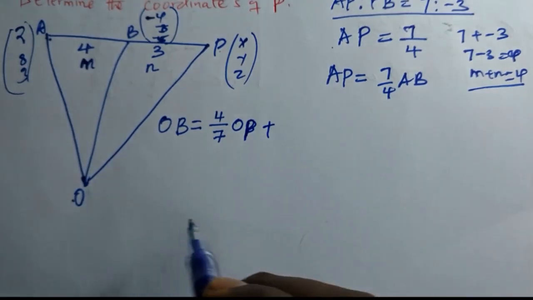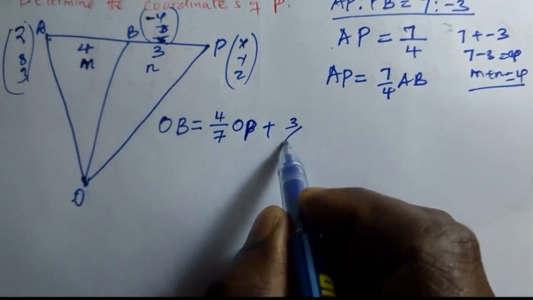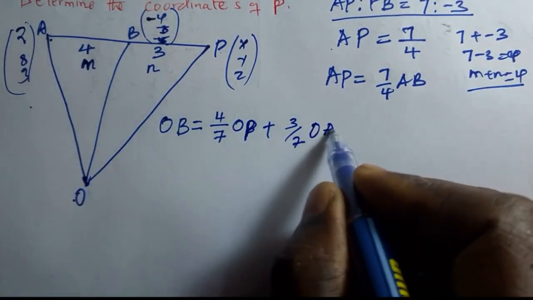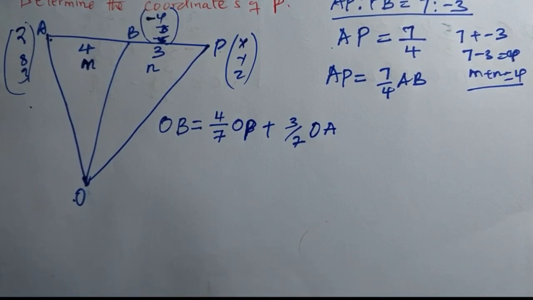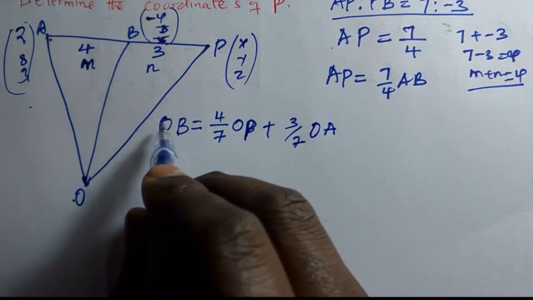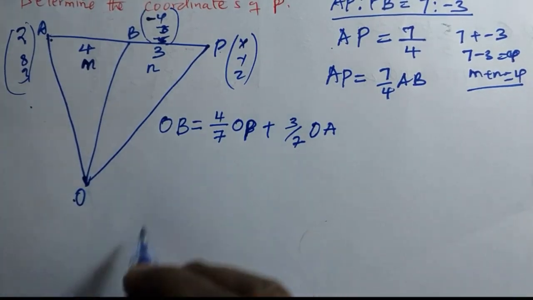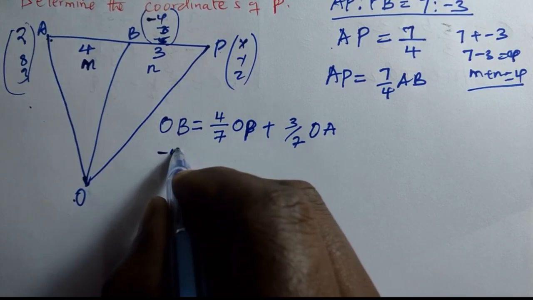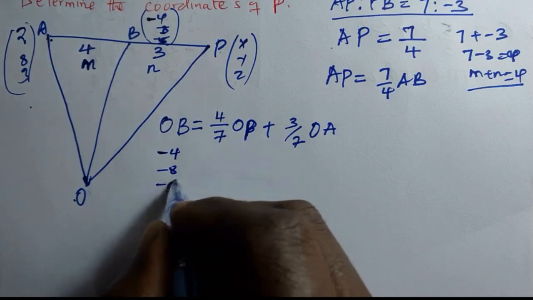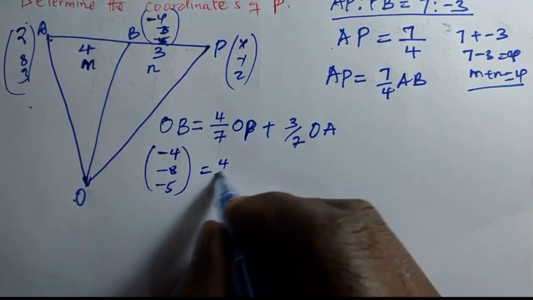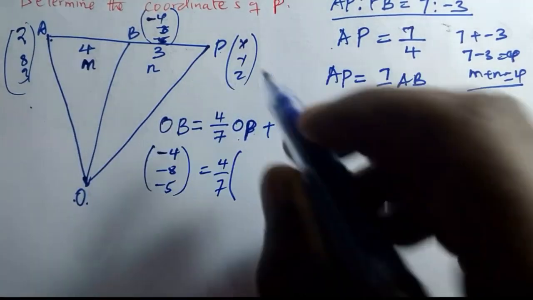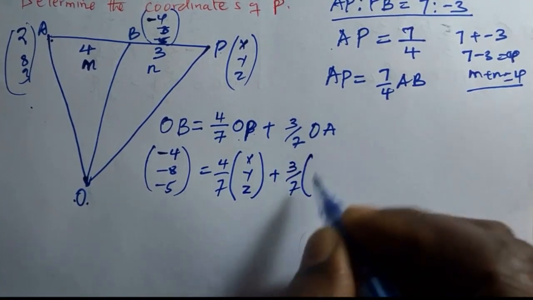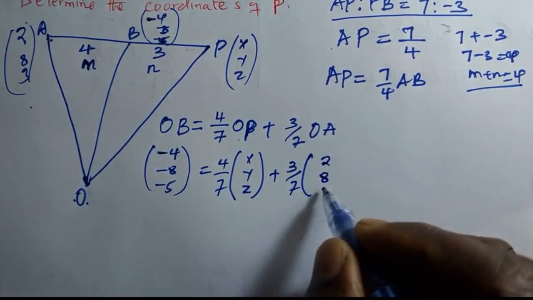Plus 3 over 7, this opposite ya 3 ni OA. Tunaelewana hapo? Therefore, now we have the coordinates. We have OP already, ndio hii. I think this is the simpler way of doing it. Now this one ilikuwa -4, -8, -5, is equal to 4 over 7 OB, which is X, Y, Z, plus 3 over 7 OA, which is 2, 8, 3.